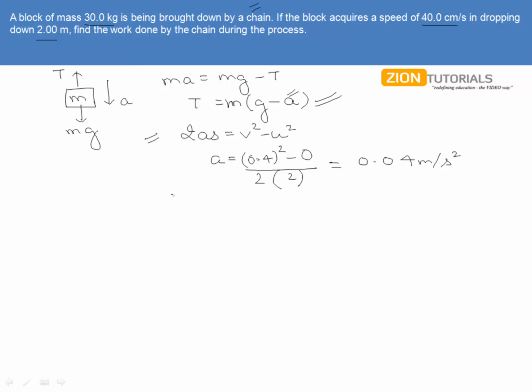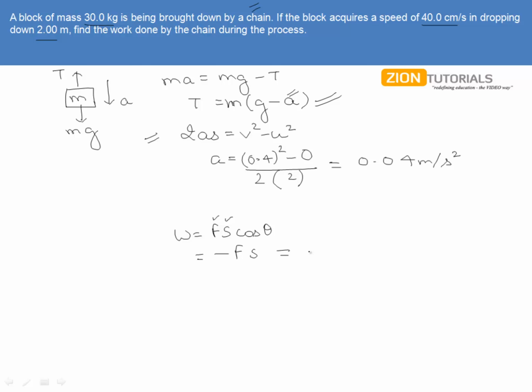Now friends, we have actually to find out the work done by the force. Now work done is Fs cos theta, where theta is the angle between the force and the displacement. Here this angle is actually 180 degrees because the displacement is in the downward direction while the force is in the upward direction. So we will be having the minus Fs because cos 180 degrees is minus 1.